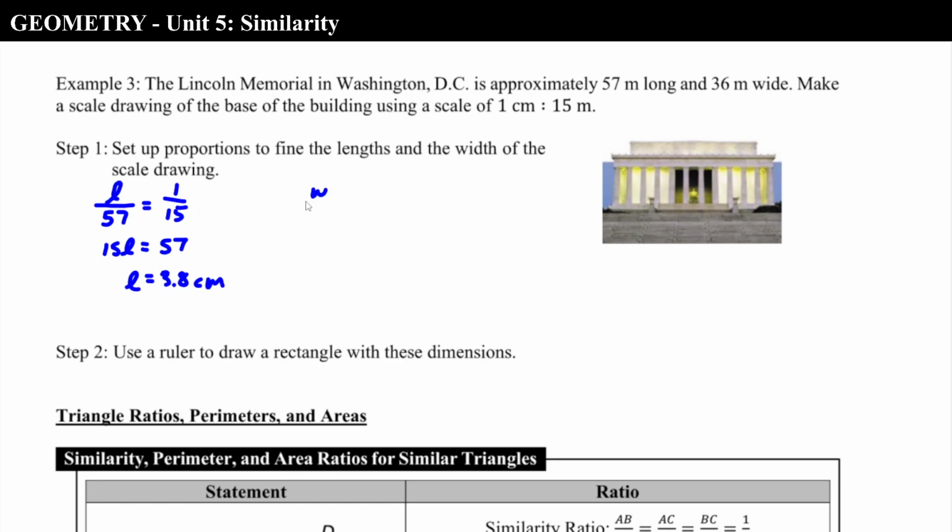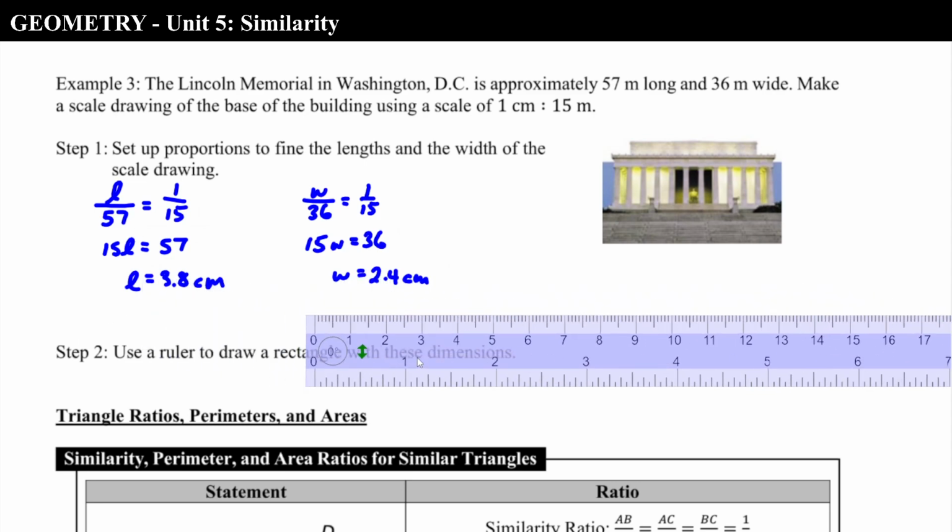We're going to do the same for the width. The real life width is 36. We're going to compare that to our scale just like we did with our length. 15W equals 36. So our width is going to be 2.4 centimeters. And so now we're going to use a ruler to draw a rectangle with these dimensions.